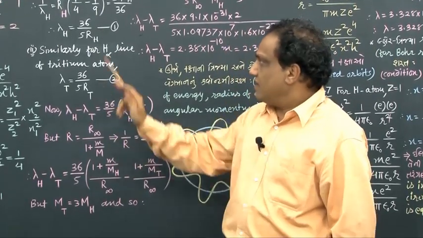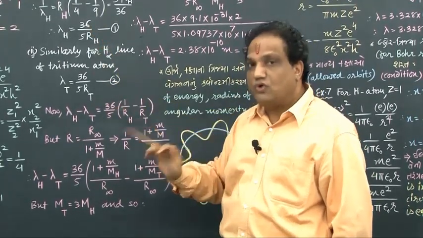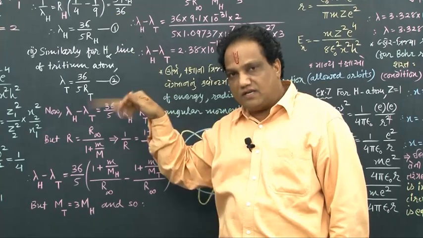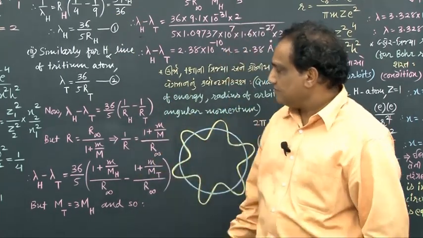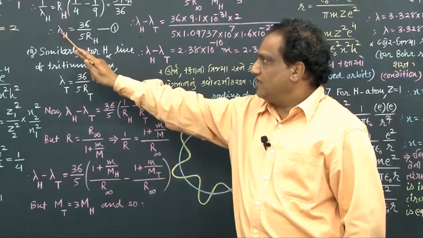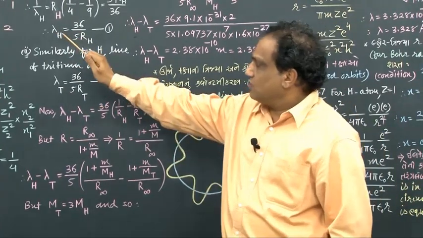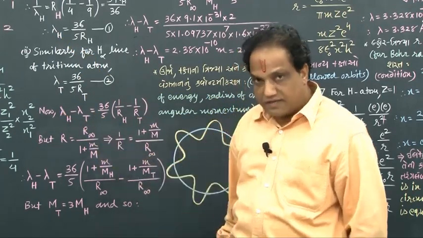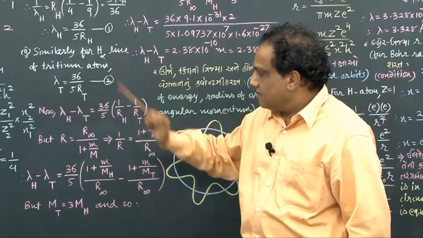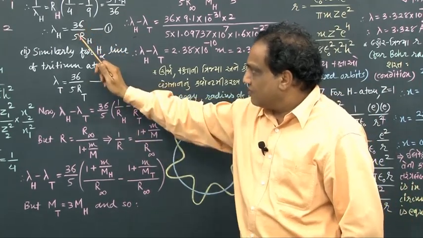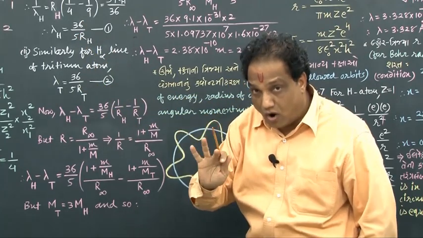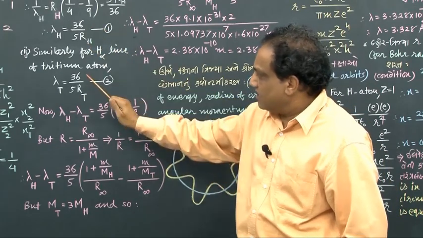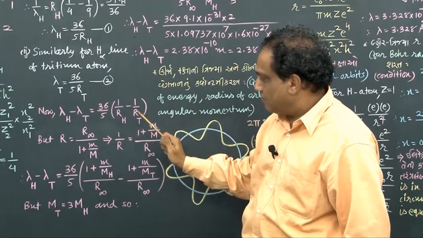Okay, fine. And why could we write this similar formula here also? Because for tritium also we are looking for the H alpha line. Correct? The spectral line remains the same in both atoms. Now suppose I want the difference between these two wavelengths, then I should take the difference this way: lambda H minus lambda T, it will be this minus this. When you take this minus this, 36 upon 5 can be taken common. Inside the bracket, 1 upon RH minus 1 upon RT.